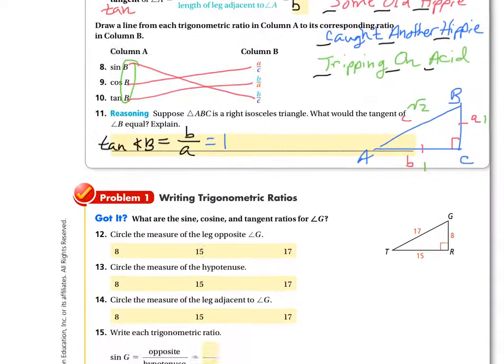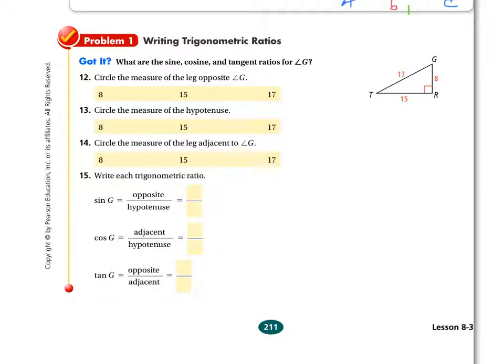All right, so let's look at problem 1. We're going to write some ratios, and so you've got this triangle here with short leg 8, long leg 15, and hypotenuse 17. Pay attention to whether we're talking about angle G or angle T, because your angle of reference changes the ratio. So if I'm talking about sine of angle T, sine is some old hippie, so sine is what over what? Old is opposite, hippie is hypotenuse. So wouldn't sine of T be 8 over 17? But what is sine of G? Opposite, 15 over 17. So the sine is different depending upon our angle of reference, where we're looking from.